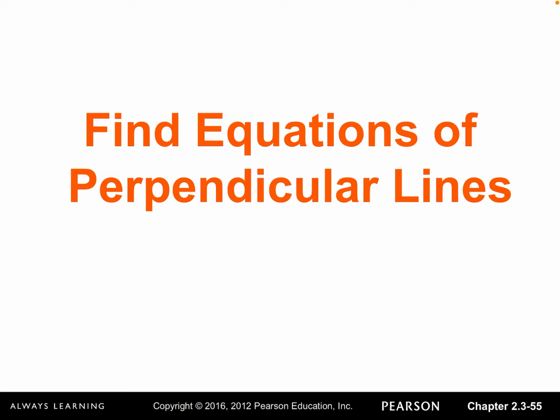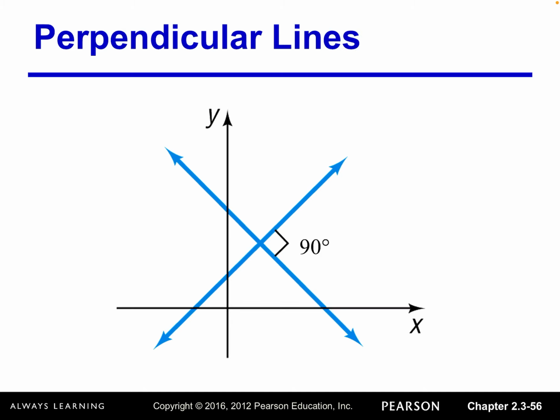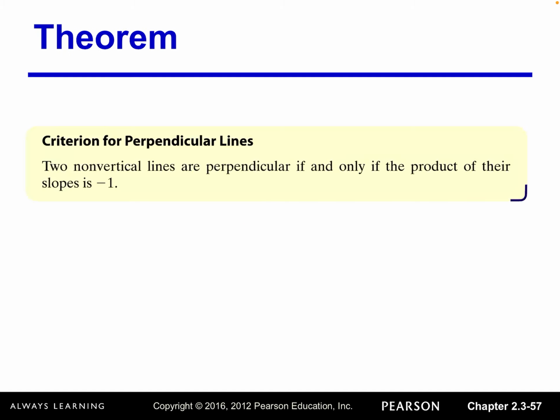In the last section, let's look at how to find equations of perpendicular lines. Here is the graph showing two lines, and they are perpendicular. That means the two lines form a 90 degree angle.